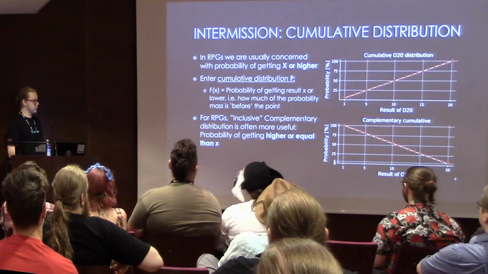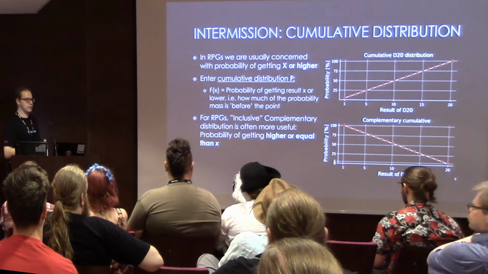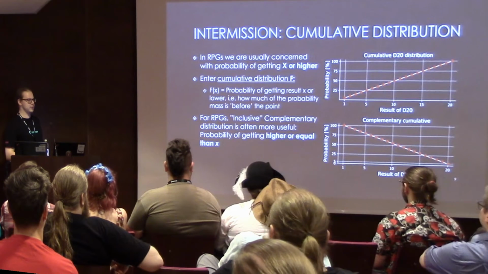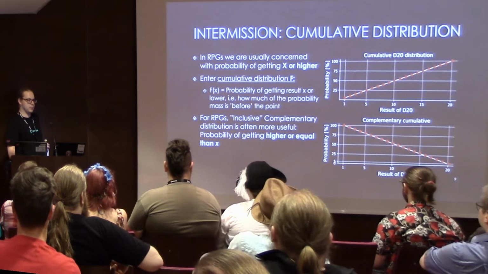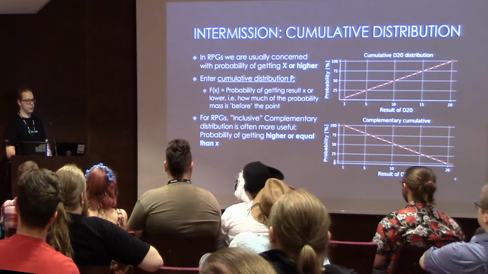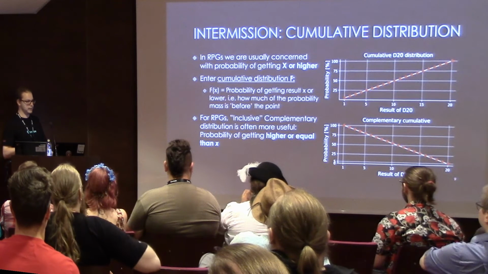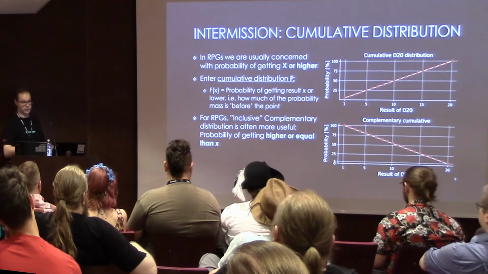And that is, of course, called the cumulative distribution. Now, if we go to Wikipedia, it gives you a definition of cumulative probability, or some sort of cumulative probability mass distribution. But the essential idea is that it gives you the probability of getting, from your random variable, a result X or lower. Now, this is, of course, the opposite of what we want in RPGs, well, usually.